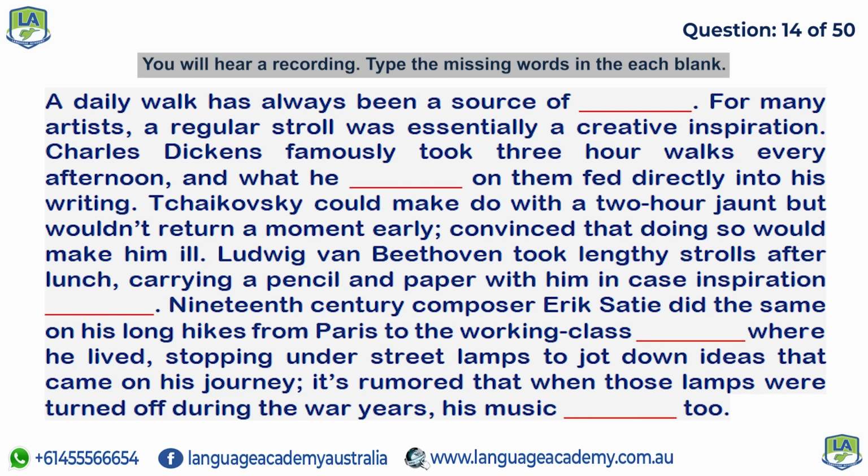him ill. Ludwig van Beethoven took lengthy strolls after lunch, carrying a pencil and paper with him in case inspiration struck. 19th-century composer Erik Satie did the same on his long hikes from Paris to the working-class suburb where he lived, stopping under street lamps to jot down ideas that came on his journey. It's rumored that when those lamps were turned off during the war years, his music declined too.